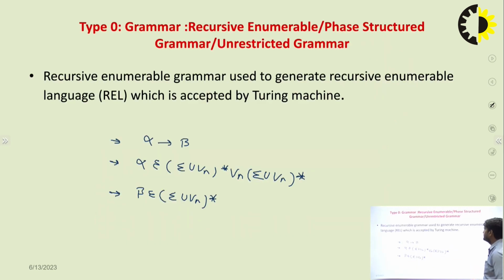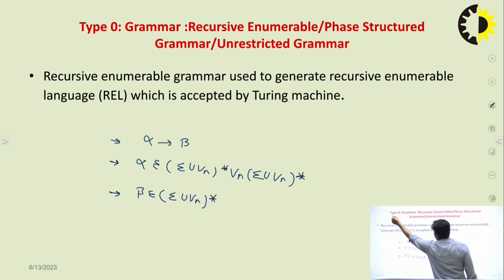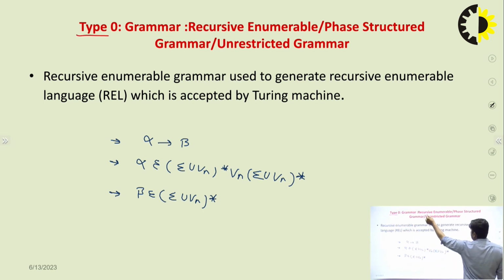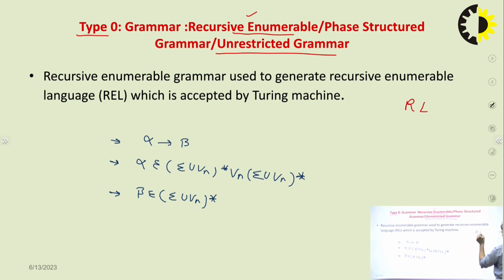Now we discuss type 0 grammar in detail. Type 0 grammar is also known as recursive enumerable grammar, phase structure grammar, or unrestricted grammar. Normally we just call it recursive enumerable grammar. Recursive enumerable grammars are used to generate recursive enumerable languages, and these languages are accepted by the Turing machine.